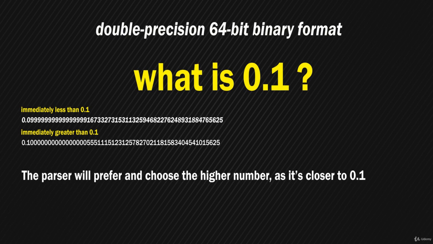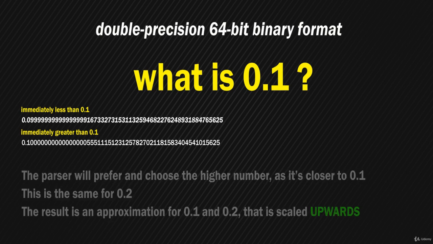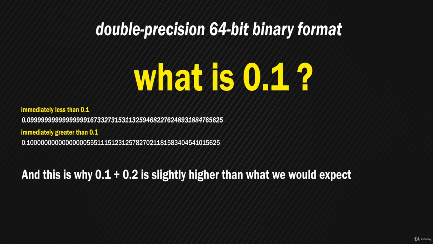And this process is exactly the same for 0.2. And what does this mean for us? Well, it means the result is an approximation of 0.1 and 0.2, and both of them are scaled upwards. And this is why 0.1 plus 0.2 is slightly higher than what we would expect.